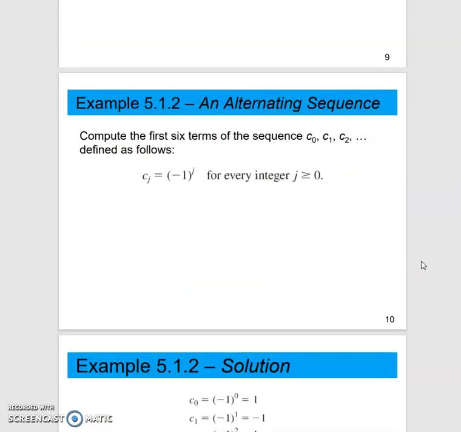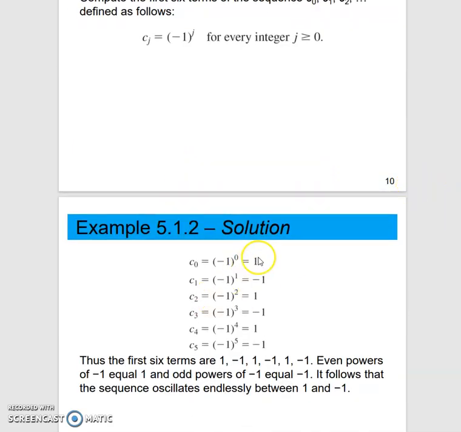We also have something called an alternating sequence. So here, if we take -1 to the j, for every integer j to the 0, as you can see, we're going between -1 and +1 for each of these. And we also say it oscillates, meaning it just constantly goes back and forth between those two values. There's nothing else that we're going to get.